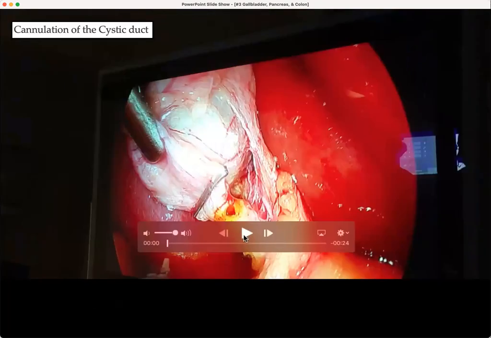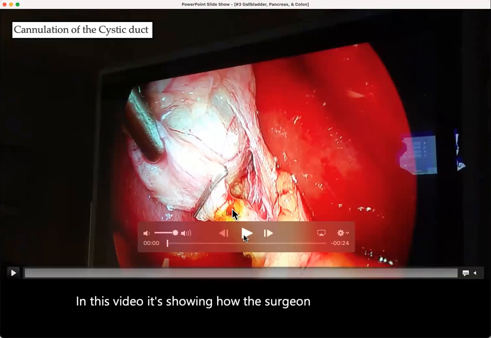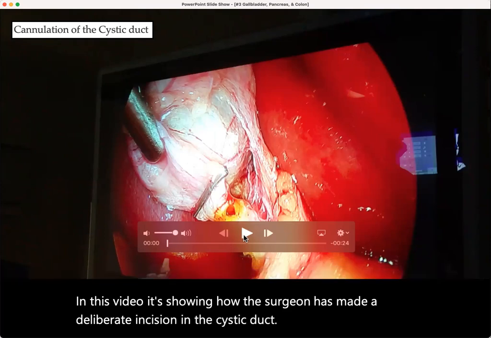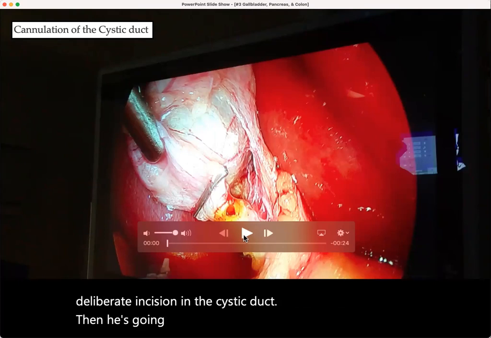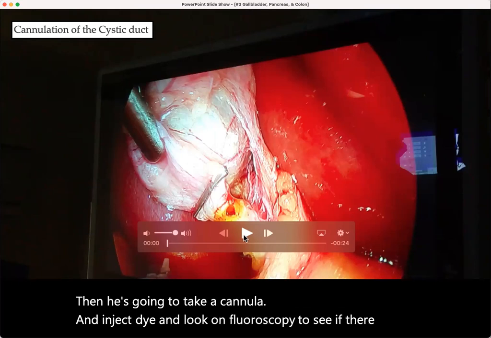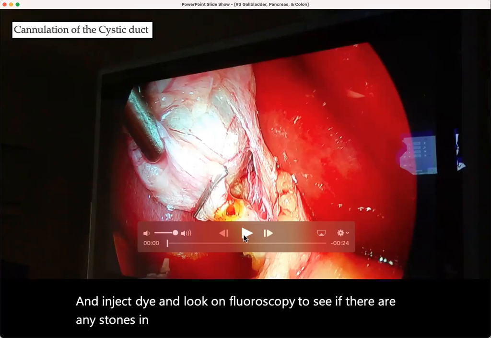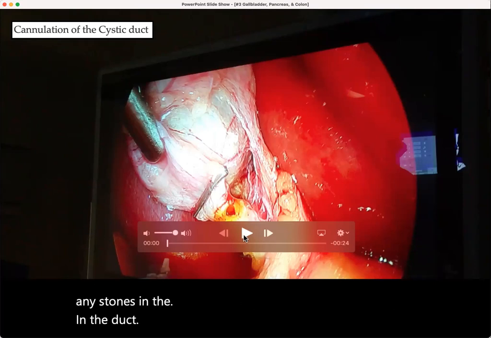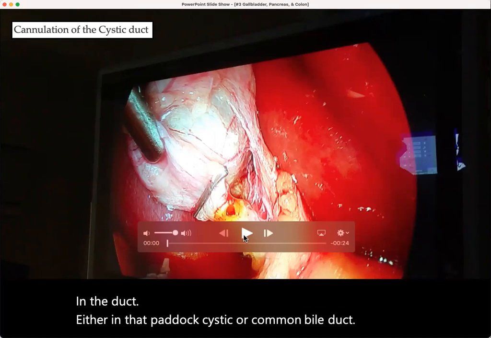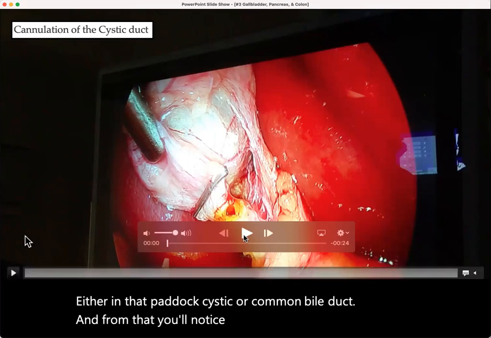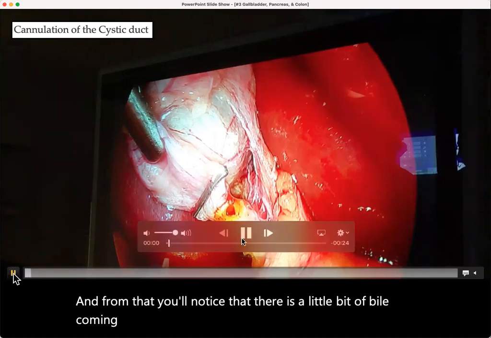Now, in this video, it's showing how the surgeon has made a deliberate incision in the cystic duct. Then he's going to take a cannula and inject dye and look on fluoroscopy to see if there are any stones in the duct, either in the hepatic, cystic, or common bile duct. And from that, you'll notice that there is a little bit of bile coming out when he makes that incision.